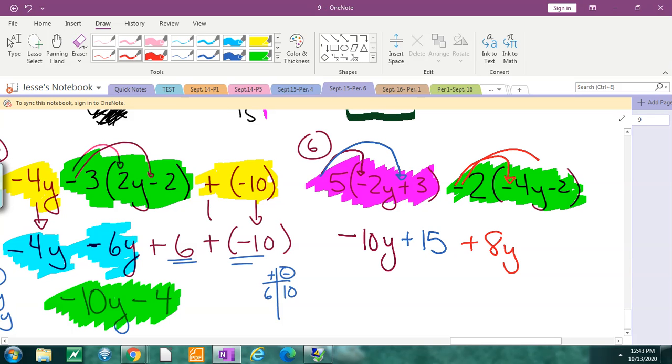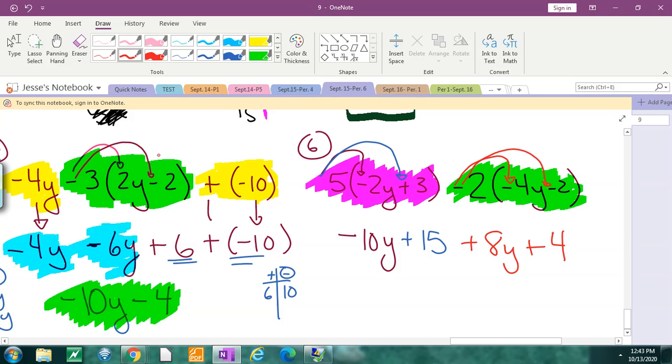The negative times the negative is a positive. And then the 2 times 2 is 4. Okay? So now again, you got negative 10y plus 15 plus 8y plus 4. Go ahead and do that one on your own.